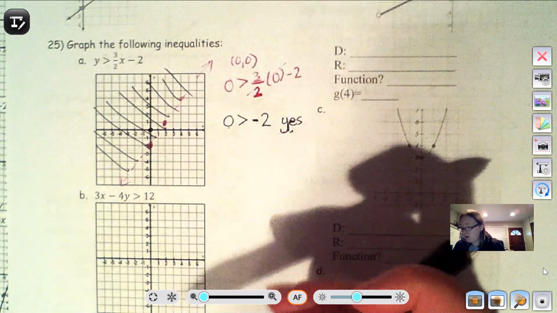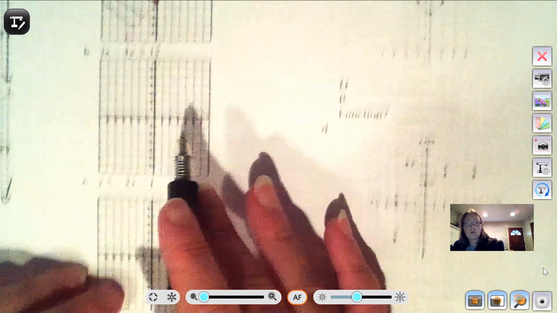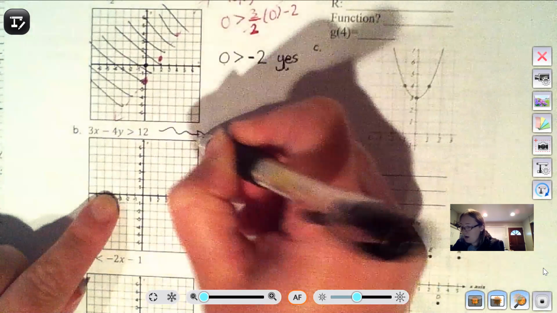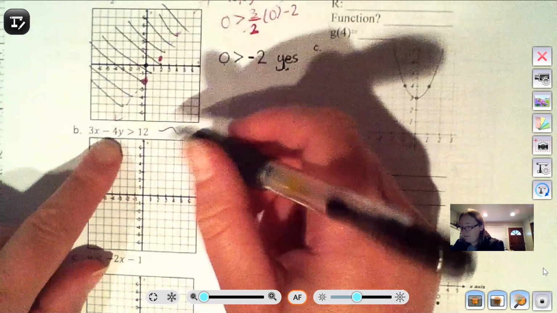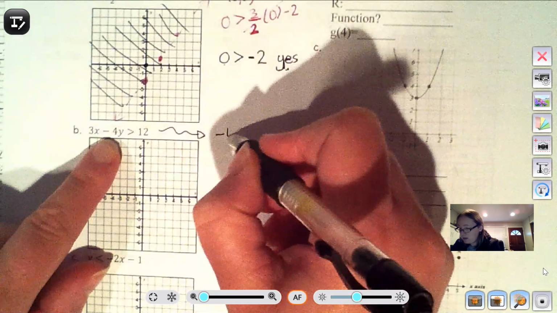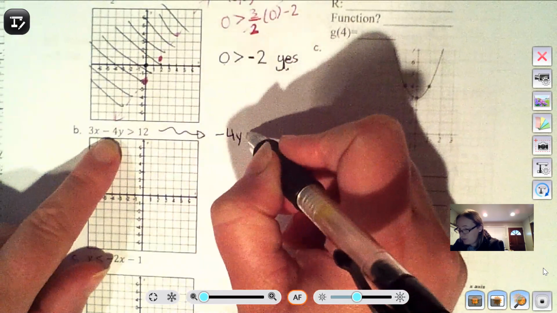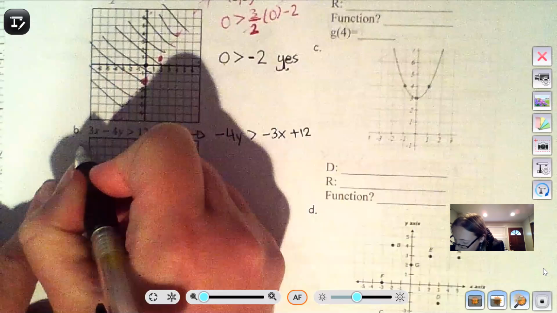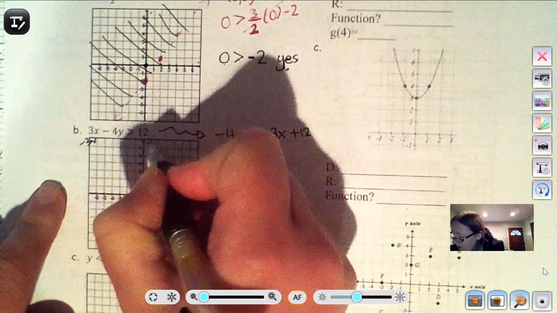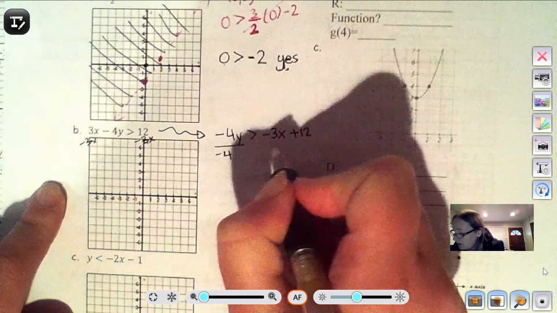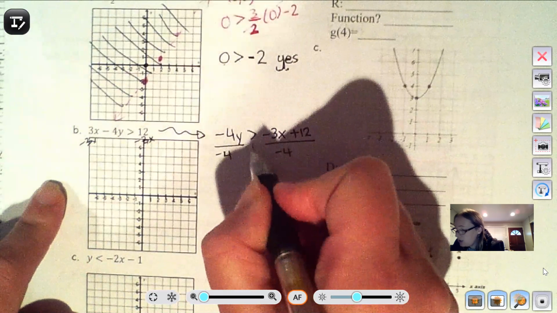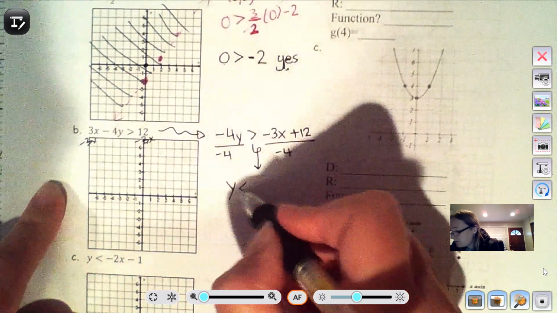Okay, let's do another one. Let's do this one because it's got other concepts to review also. So I would get y by itself. So I'm going to subtract 3x from both sides. And then divide by -4. Since I'm dividing by a negative with an inequality, I switch the inequality symbol.